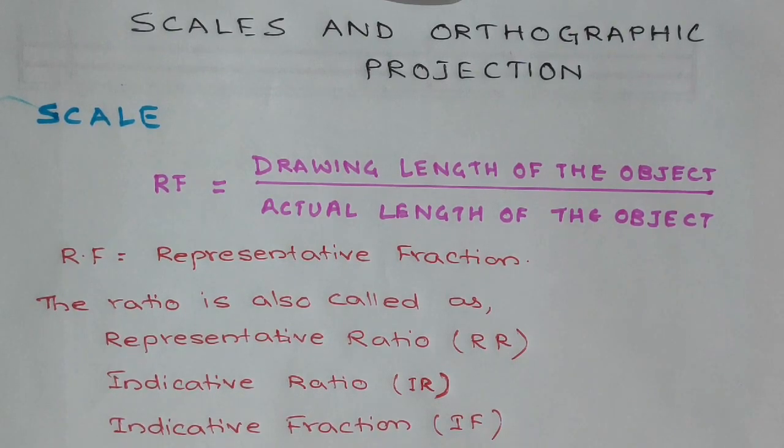The representative fraction RF is also sometimes called the representative ratio, denoted by RR. It is also called the indicative ratio, denoted by IR. It is also called the indicative fraction, denoted by IF. Now based on this value of RF, there are three possible cases.